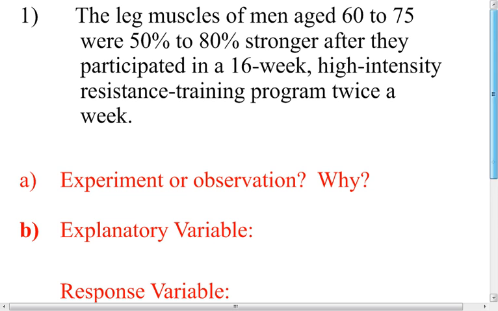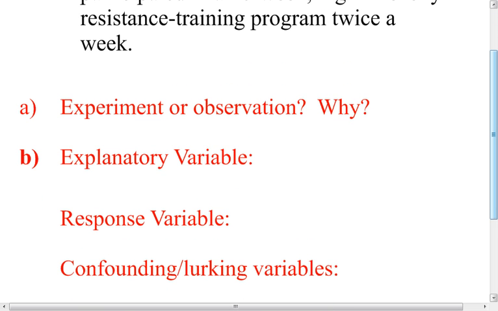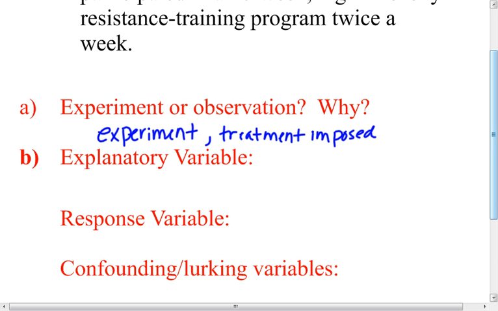Okay, so is this an experiment or an observation? This particular one happens to be an experiment, and the reason it's an experiment is because a treatment was imposed on them. They were told that they had to go to this exercise program twice a week. So because treatment was imposed, it is an experiment. However, you need to know that this is a one-track experiment because every person in this group was given the same treatment. They all went to the same 16-week high-intensity resistance training program, every one of them. So it was an experiment, but it's a one-track experiment.